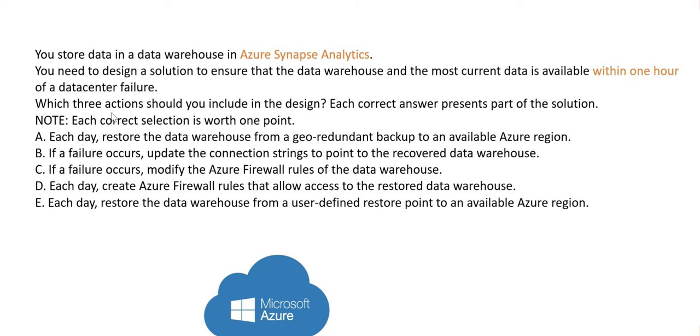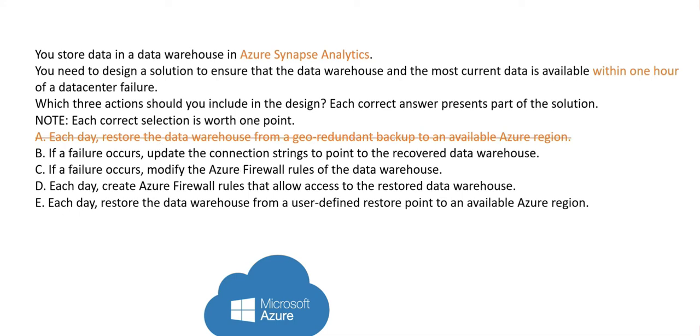So the first one says each day restore the data warehouse from a geo-redundant backup to an available Azure region. So see, this question is about if a disaster occurs, then you have to do it. Here, the disaster has not occurred. So why will you always keep taking a geo-redundant backup? I mean, restore the data warehouse from a geo-redundant backup. So why will you restore it? You will restore it only after a disaster strikes. So this option is wrong.